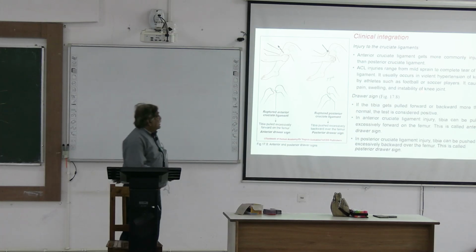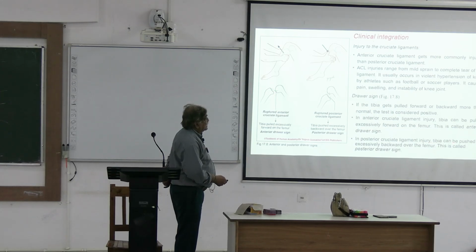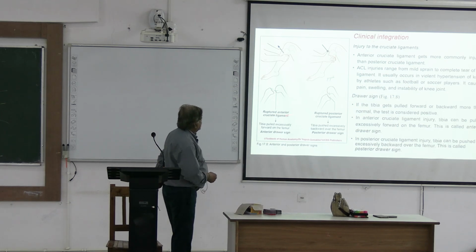Okay. Now, in anterior cruciate ligament injury, the tibia can be pulled excessively forward on the femur. This is called the anterior draw sign. In posterior cruciate ligament injury, the tibia can be pushed excessively backward over the femur. This is called the posterior draw sign.